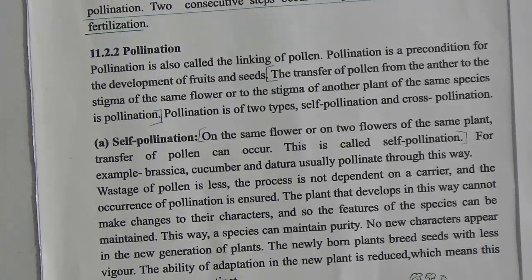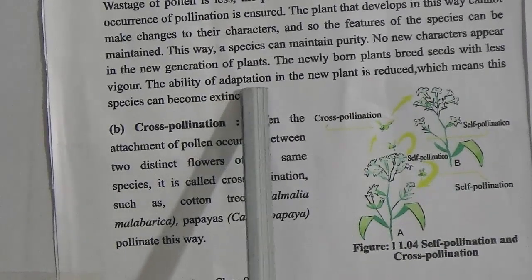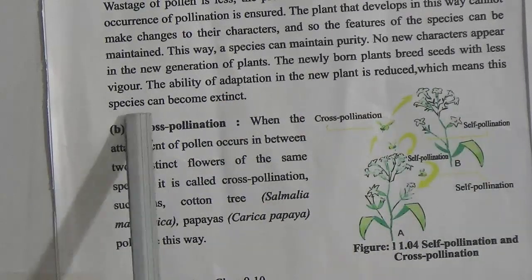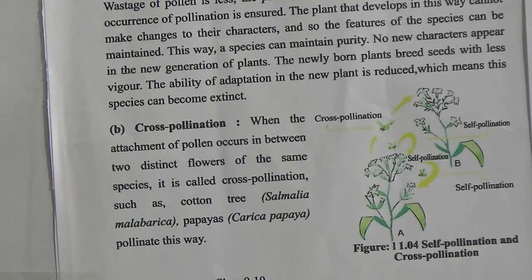The plant that develops in this way cannot make changes to its characters, and so the features of the species can be maintained. This way a species can maintain purity. No new characters appear in the new generation of plants. The newly born plants produce seeds with less vigor. The ability of adaptation in the new plant is reduced, which means this species can become extinct.